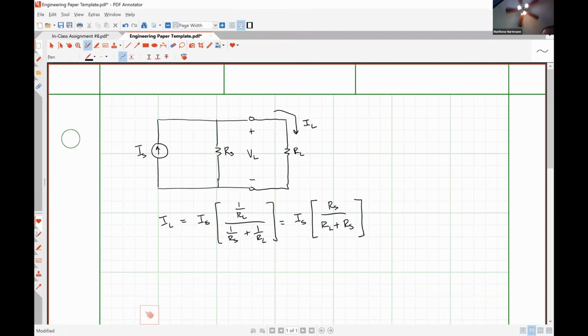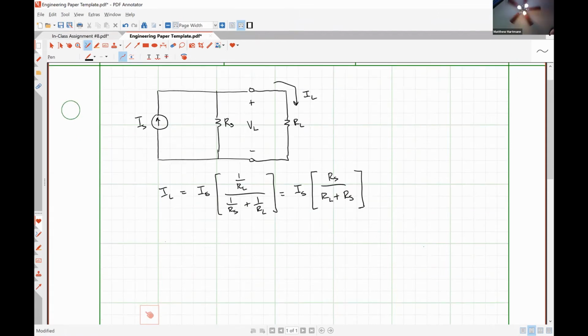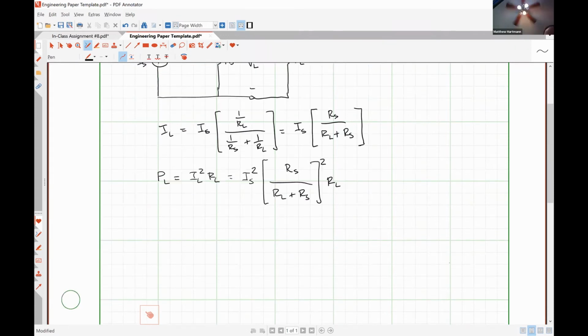The power absorbed by that resistor RL is then going to be IL squared times RL, which is going to be IS squared times RS over RL plus RS, squared, times RL.